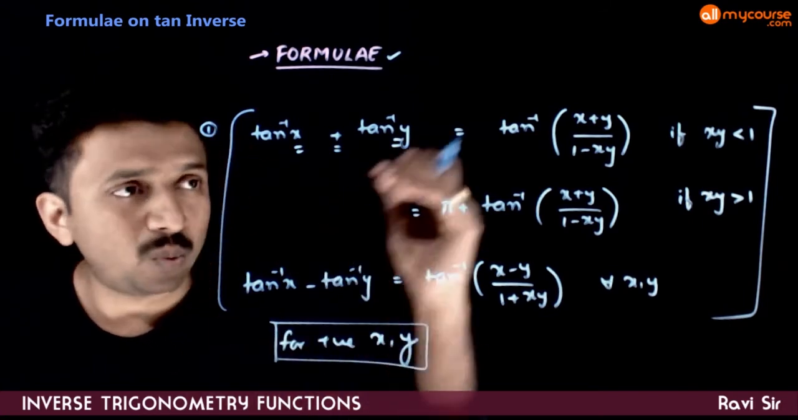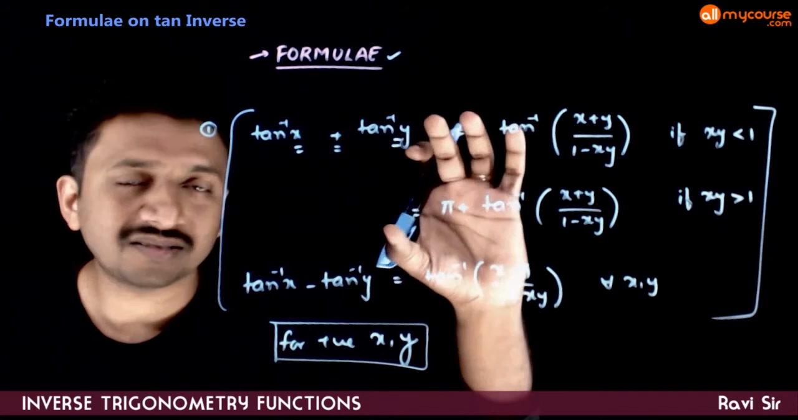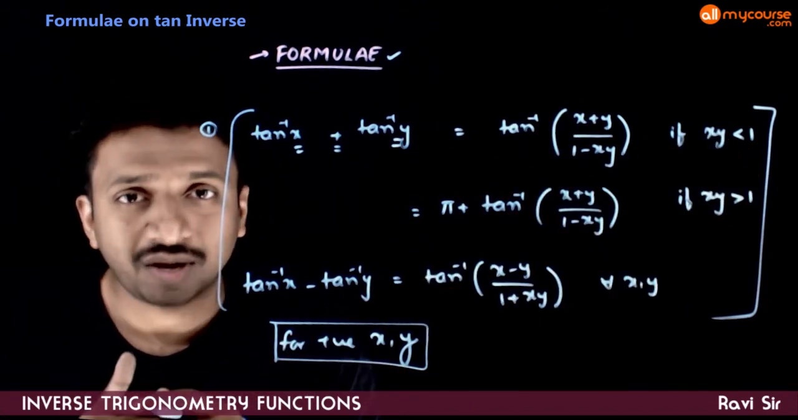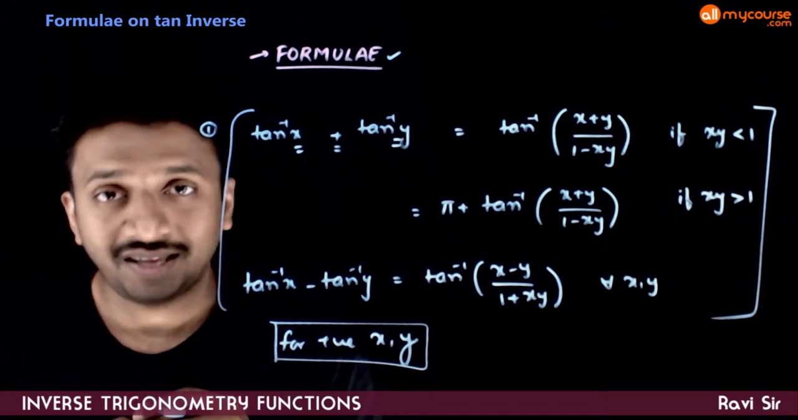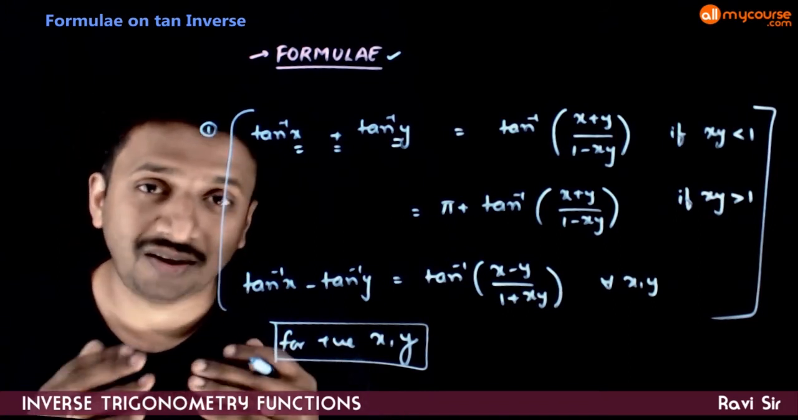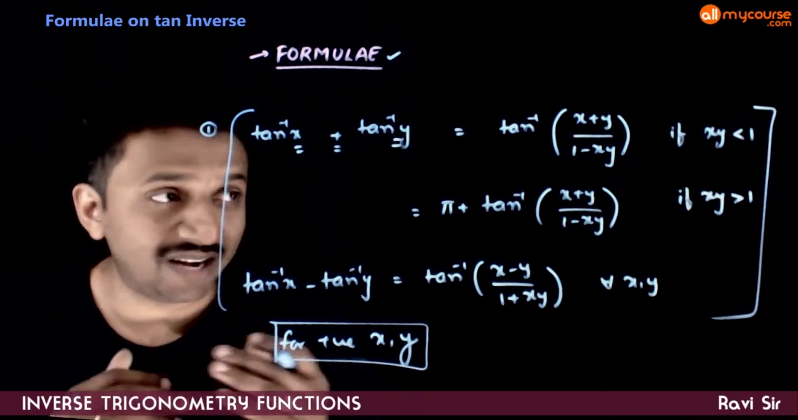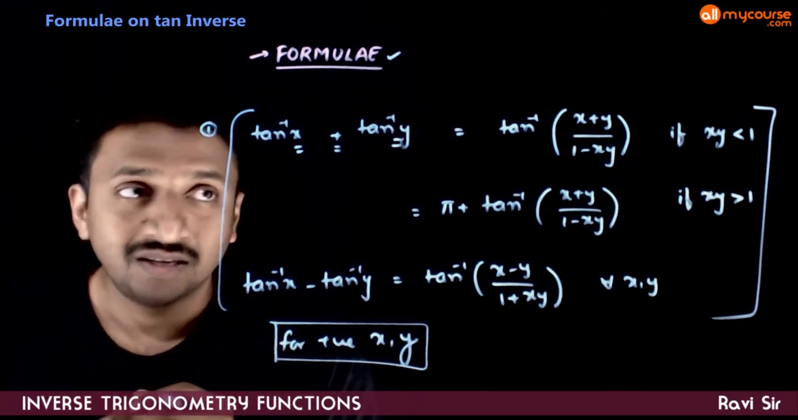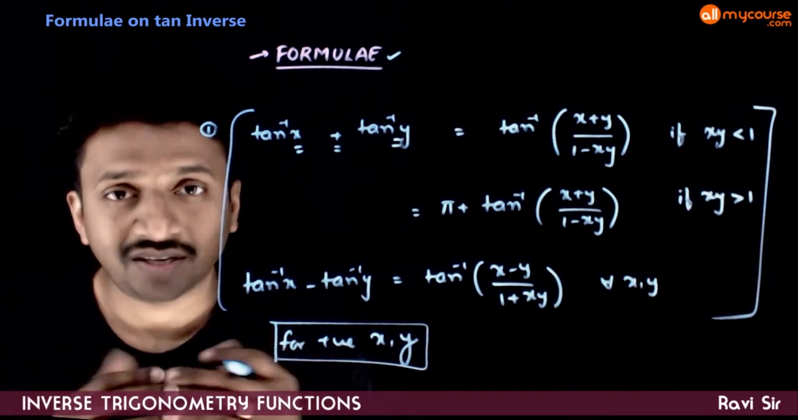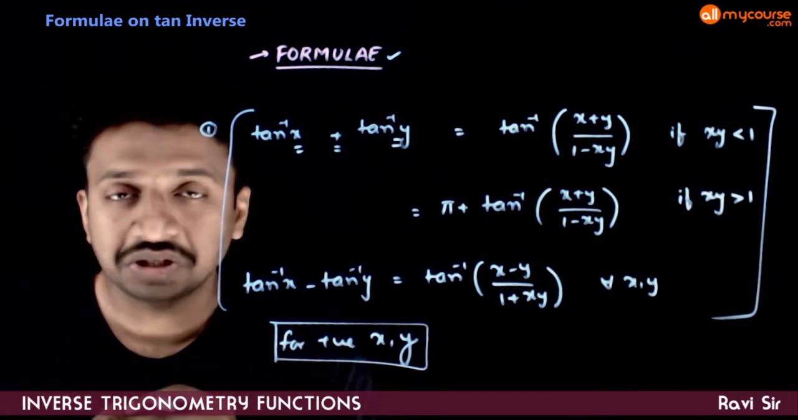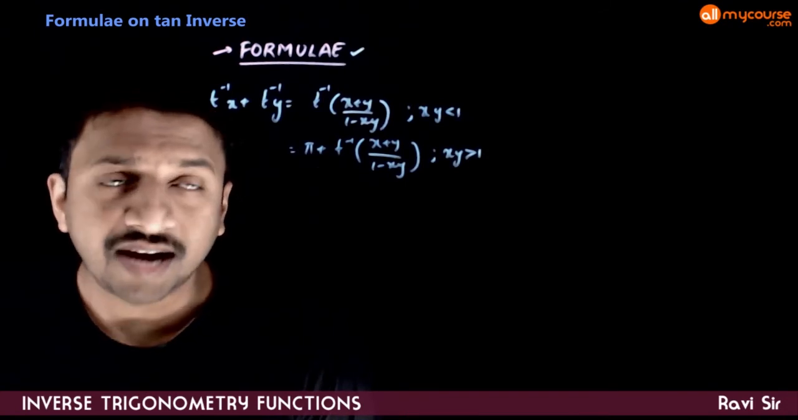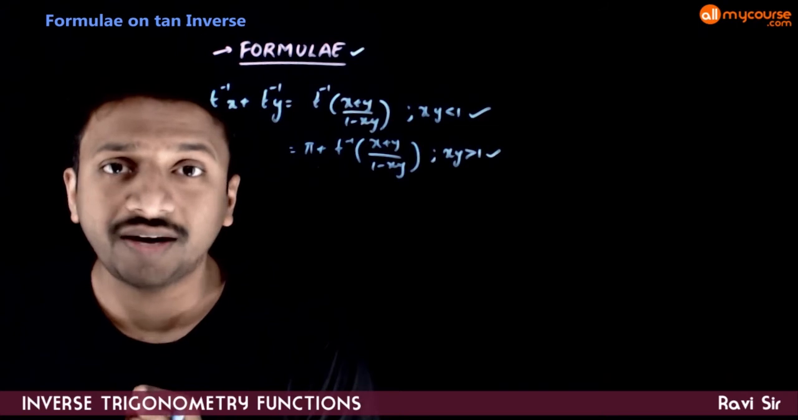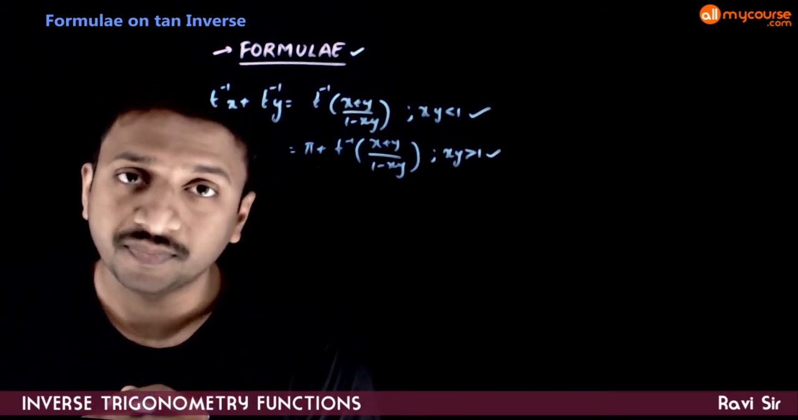So you might be wondering why you have different formulas when xy is greater than 1 and xy is less than 1. So let us look at why this happens. Okay, this is not necessary for your JEE Mains. The derivations are important only when you go for advanced exams. So if you are interested, you can see the derivation, otherwise you can skip the derivation. We can understand these two formulas using the quadrant diagrams for tan inverse.